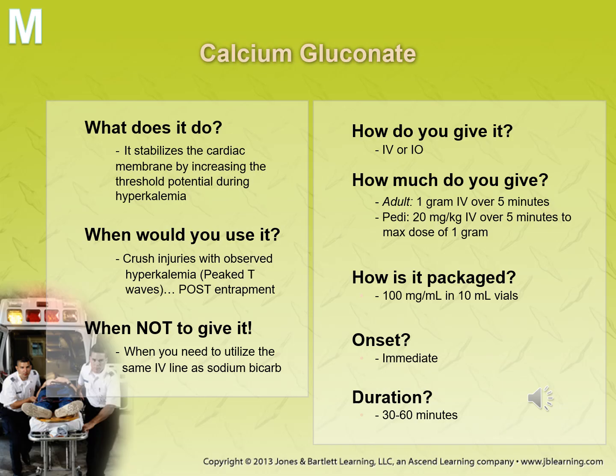Calcium gluconate, another paramedic level medication, is used to stabilize the cardiac membrane by increasing the threshold potential during hyperkalemia. So we see it again with our crush injuries, usually post-entrapment, or if they have known potassium issues. When not to give it, we should never give it in the same line as sodium bicarb because it will crystallize. So if you need to give sodium bicarb and calcium gluconate, it needs to be on 2 different IV drip sets. It cannot be going to the same site. It will crystallize where they meet.